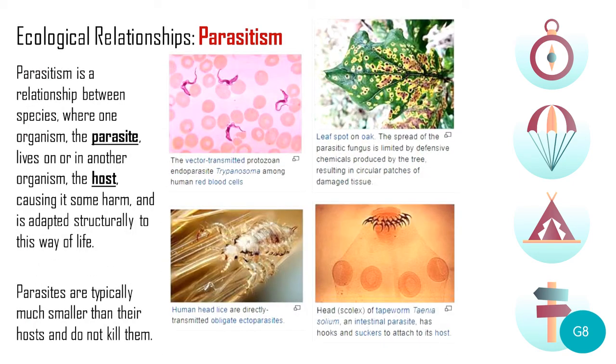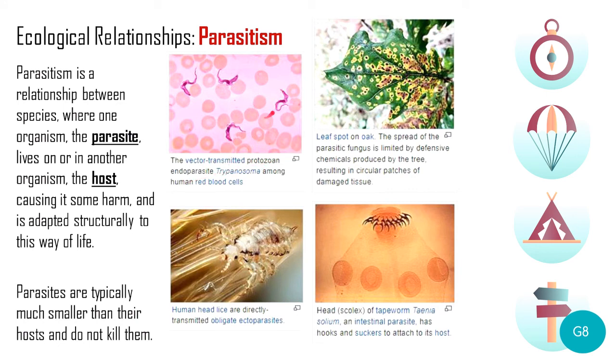Parasitism is a relationship between species where one organism lives off the other. That's the parasite, and the host is the one that is caused harm. Parasites are adapted structurally to this way of life. Parasites are typically smaller than their host, and a true parasite does not kill its host, because why would you kill the one that provides you food? So it does not kill. They just make them sick, but they do not kill them.